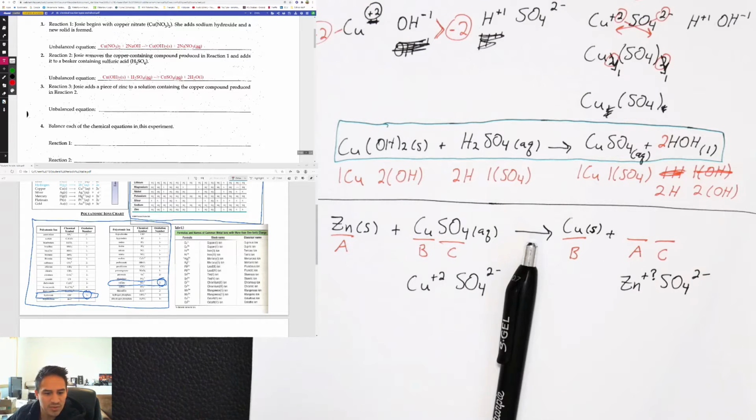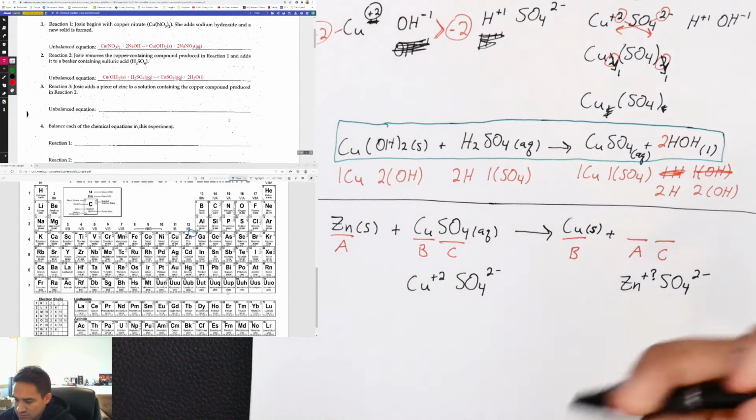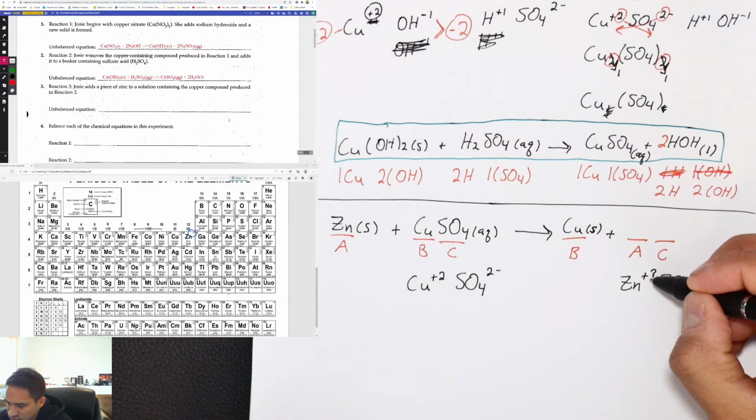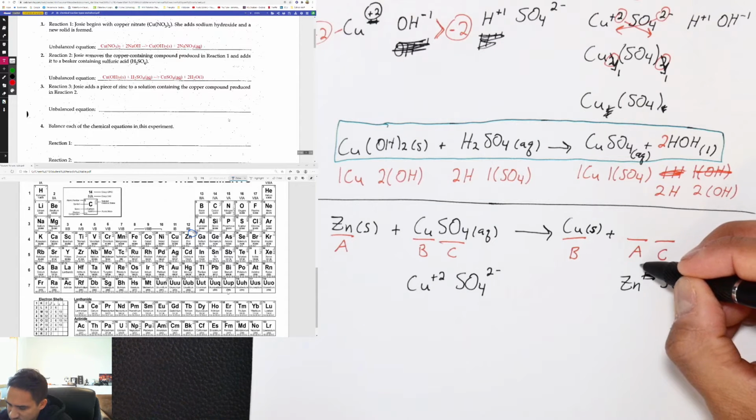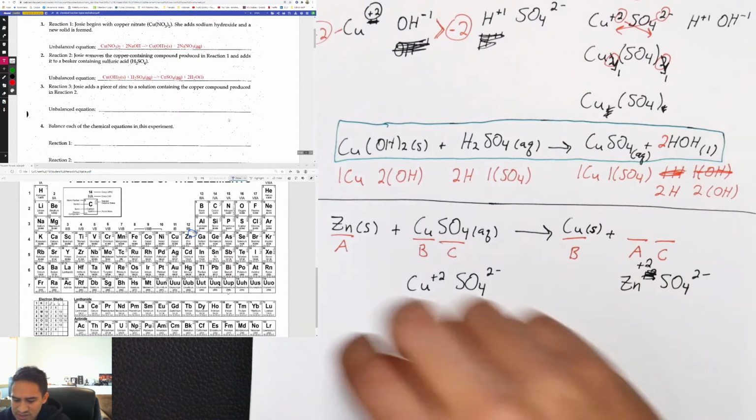So if we look on our periodic table and we find zinc, let's go to our main periodic table here. Let's erase this stuff. Zinc is, let's put this in blue, right here. And if we look at the box for zinc, we'll notice that zinc actually only makes one charge, and that is 2+. So we don't need to guess what zinc is. It tells us right on our periodic table, it is +2. So this is going to be zinc 2+ and SO4 2-.